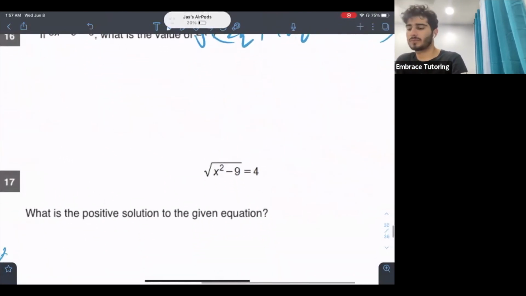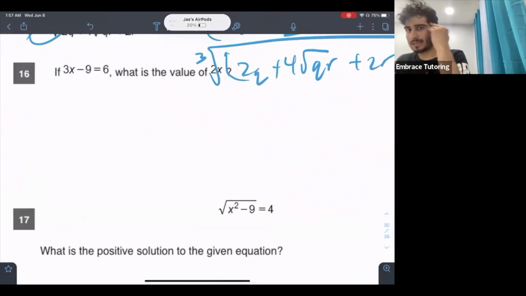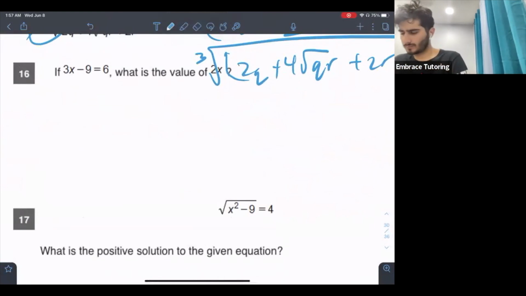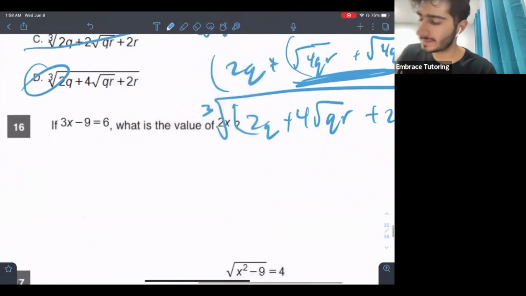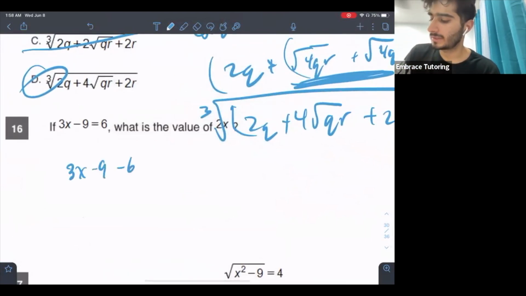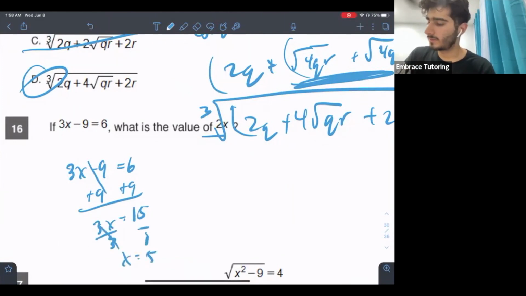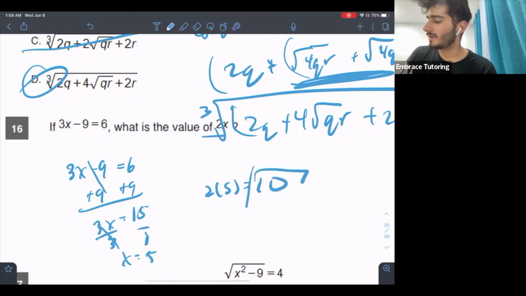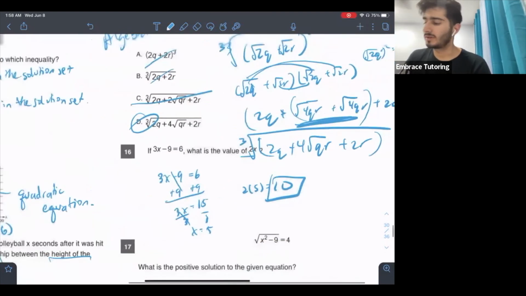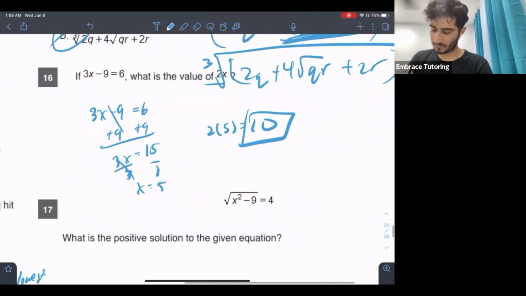Now we're starting in difficulty again, meaning that 16 is the easiest in terms of the fill-in, and then 20 becomes the hardest. So it's asking if 3x minus 9 is equal to 6, what is the value of 2x? So first we would add 9 on both sides to get 3x is equal to 15, divided by 3, x is equal to 5, and then you can do 2 times 5, which is 10. And that would be our answer for this question, 10, because it's just simple algebra.